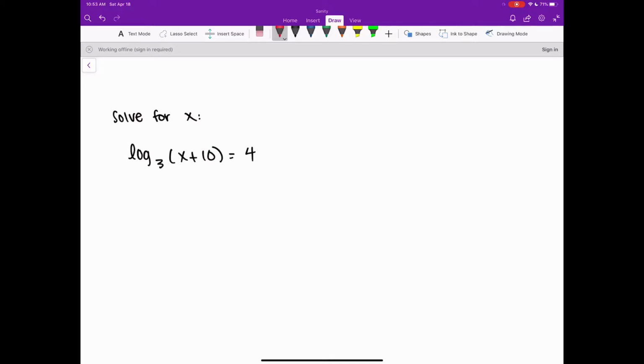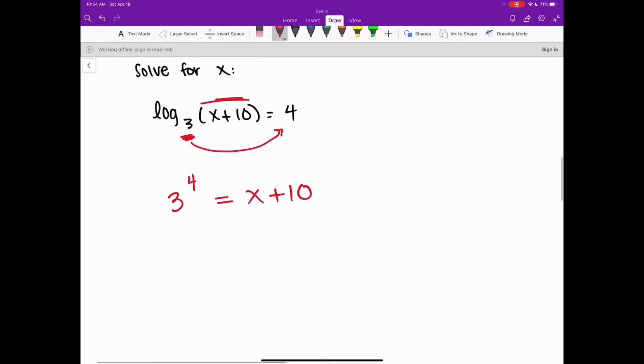So my logarithm as an exponential equation, I have a base of 3. I know 3 raised to the power of 4 has to be equal to this x plus 10 here. So I'm going to write that. I'm going to write 3 raised to the power of 4 has to be equal to x plus 10. And now I can just solve for x.